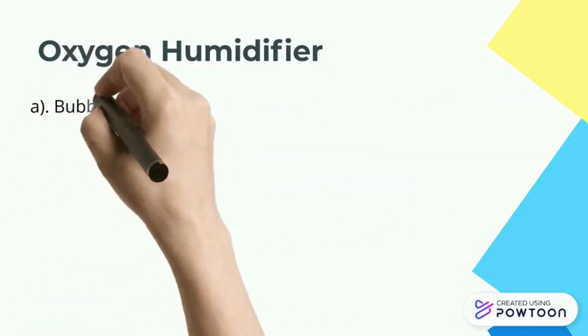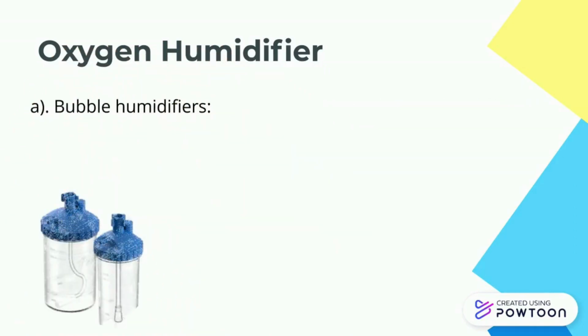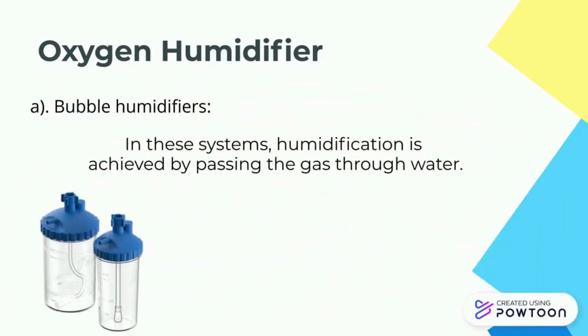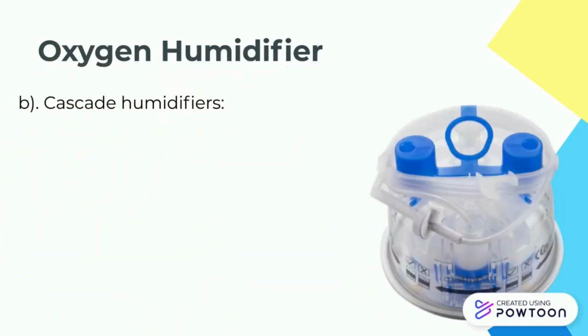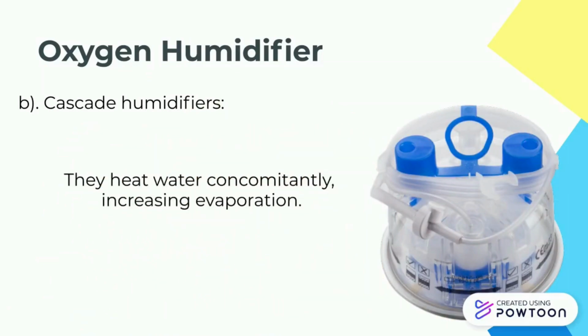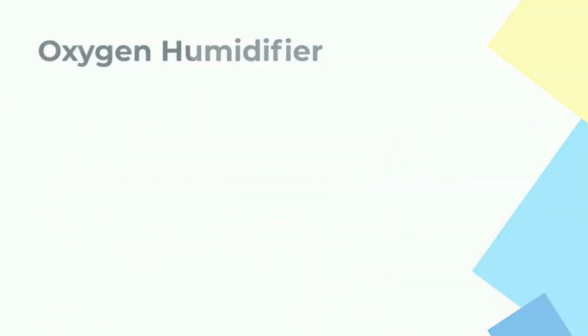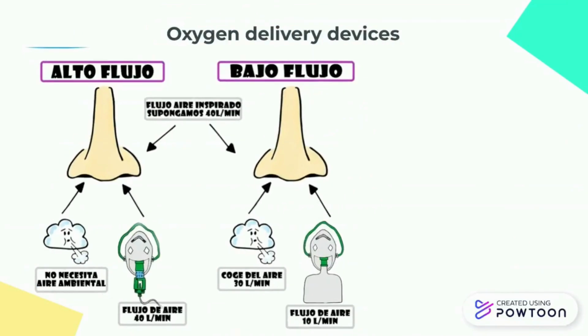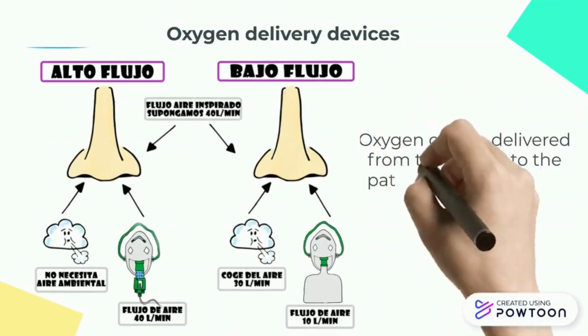Bubble humidifiers. In these systems, humidification is achieved by passing the gas through water. Cascade humidifiers. They add water concomitantly, increasing evaporation. Oxygen delivery devices. Oxygen can be delivered from the source to the patient through low or high flow systems.